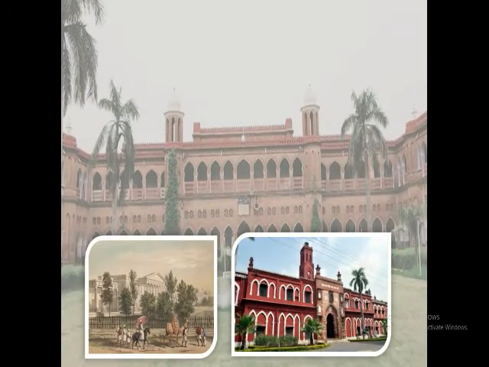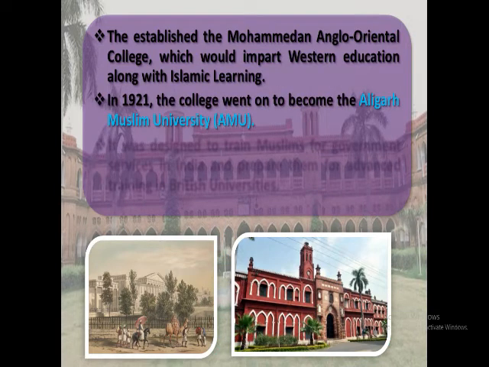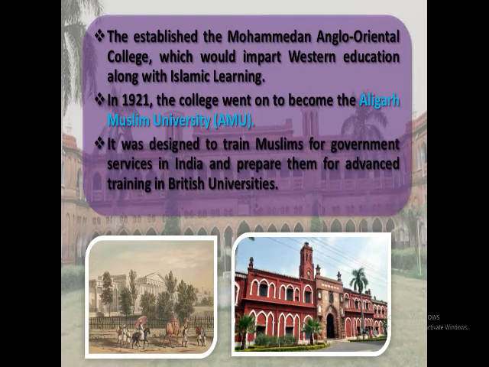He established the Muhammadan Anglo-Oriental College, which would impart Western education along with Islamic learning. In 1921, the college went on to become the Aligarh Muslim University, in short AMU. It was designed to train the Muslims for government services in India and prepare them for advanced training in British universities.